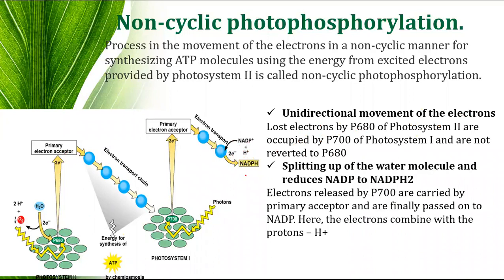In this reaction, the important thing is the splitting of the water molecule. The water molecule gets split into hydrogen, that means proton, and oxygen. So NADP gets reduced to NADPH2. Electron is released from P700, accepted by the primary acceptor and finally passed to the NADP, where the electron combines with the proton. Here the water molecule gets split, so the photolysis of water takes place.